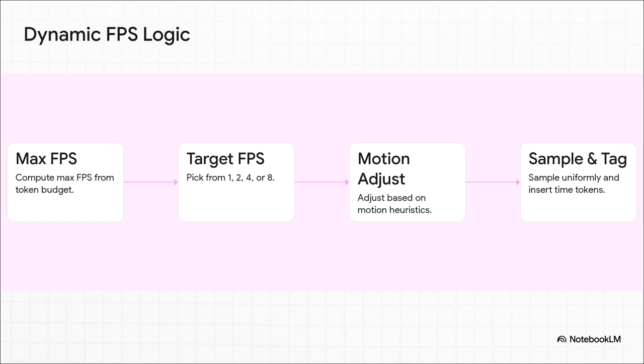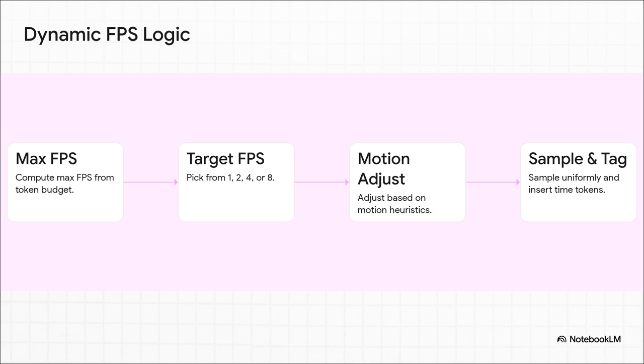introduced dynamic FPS sampling. Here is the exact logic the model uses. Step 1. It computes the maximum frames per second it can afford based on your token budget and the video duration. Step 2. It picks a target FPS, usually 1, 2, 4, or 8. Step 3. It adjusts this based on motion heuristics.